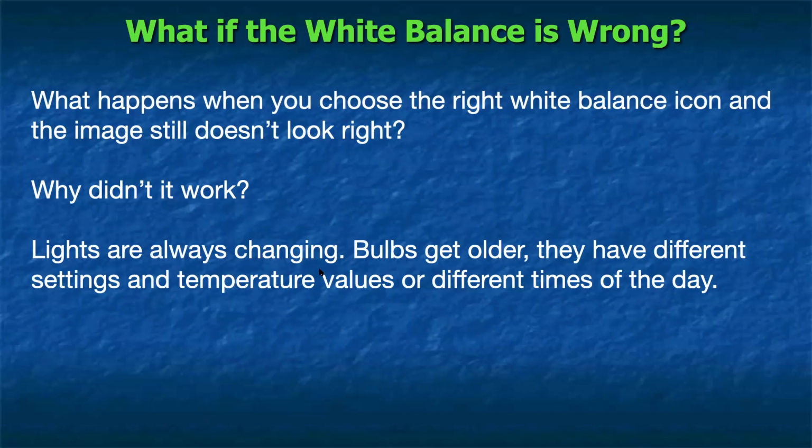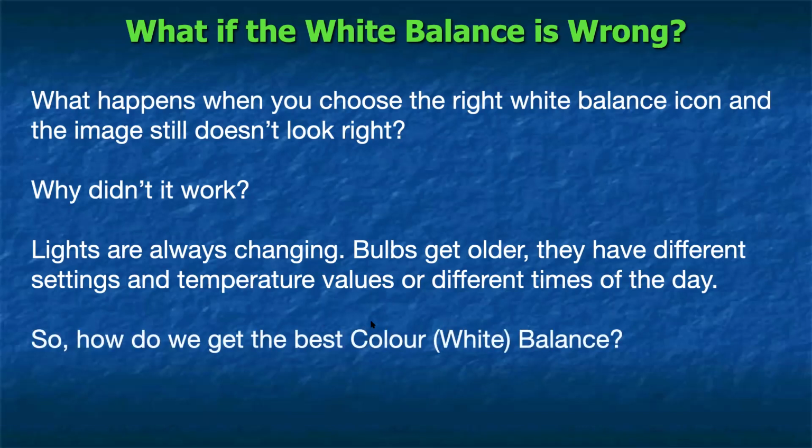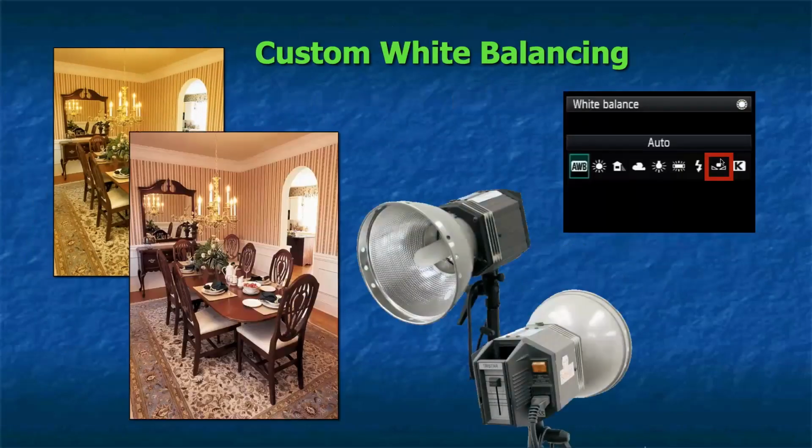But obviously, sunrise, sunset, we have different color temperatures. So if you want to get the exact color, how do we go about doing that? Well, it is obviously custom white balance. And custom white balance is that symbol. And again, for the Nikon, it is PRE. And we take a reading.